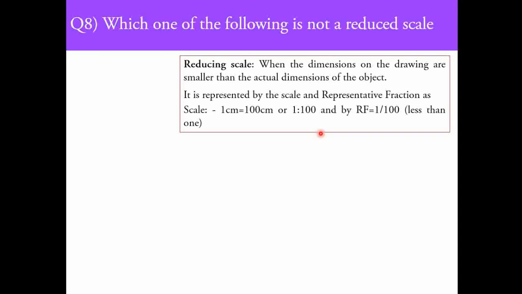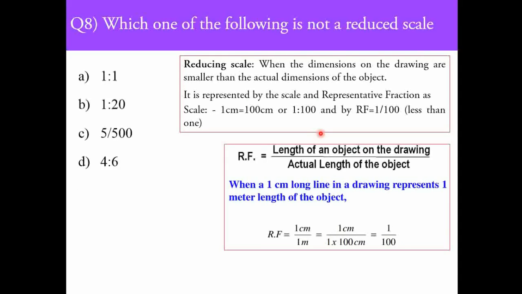Okay, the reduced scale is nothing but when the dimensions on the drawings are smaller than the actual dimensions of the object. Suppose in a particular diagram some dimensions have been given, and we are taking somewhat smaller dimensions as compared to the original dimension, then that will be called a reduced scale. Okay, so the options are 1:1, 1:20, 5/500 and 4:6. Out of these four, which one is not a reduced scale?